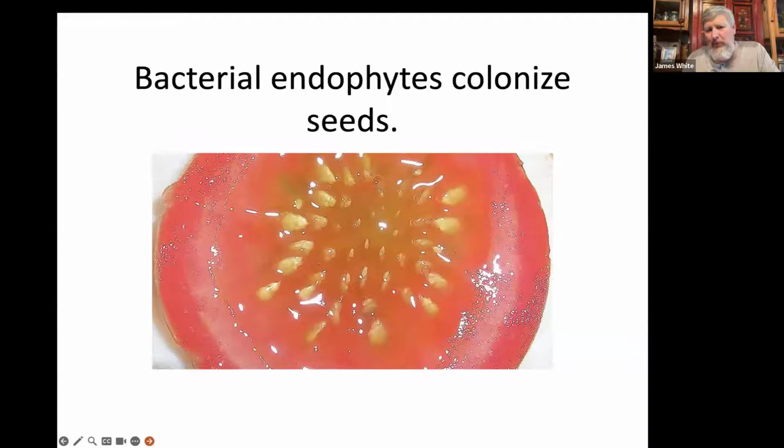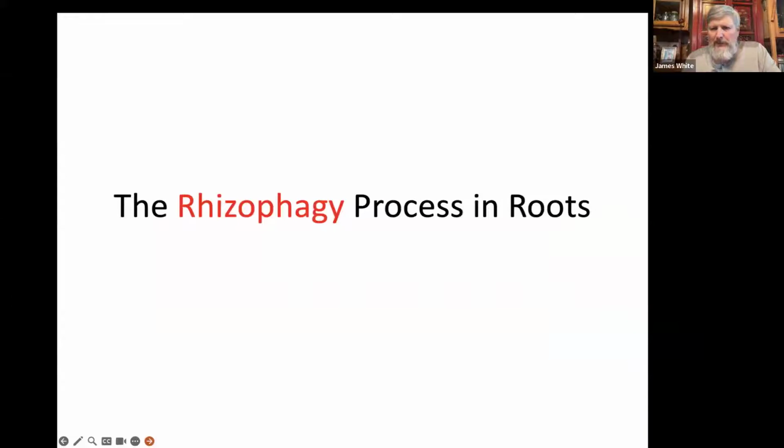So the point being that to grow healthy plants, you actually need to have seeds that have their microbes on them. So you don't want to sterilize your seeds. That'll mess up the seedling. It'll actually cause seedlings to be more susceptible to diseases like damping off disease and any other disease that comes along, because the bacteria actually are part of the immune system of the plant. So first, I'm going to talk about the rhizophagy process and how that works.